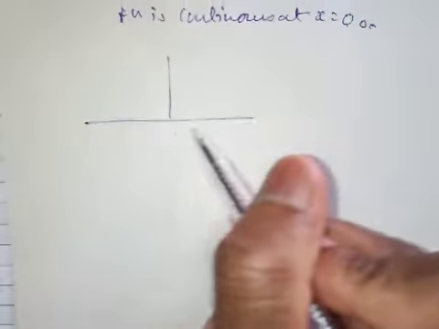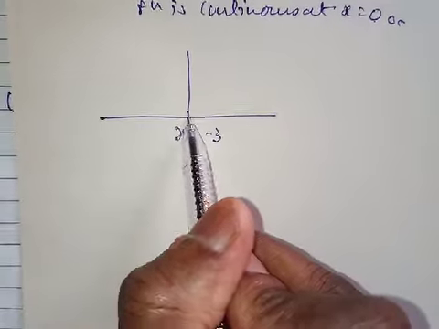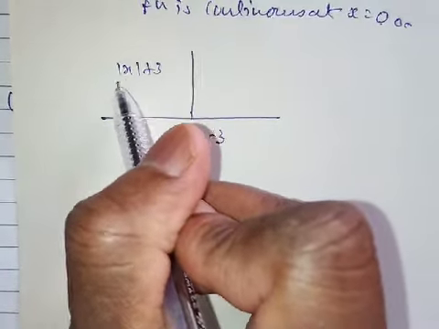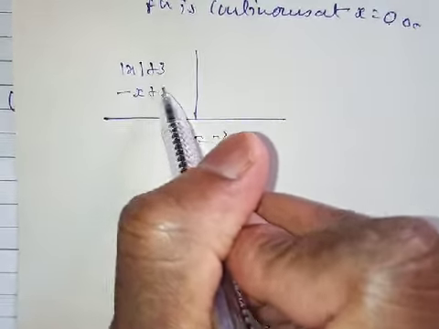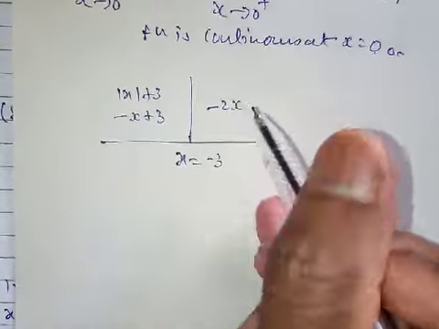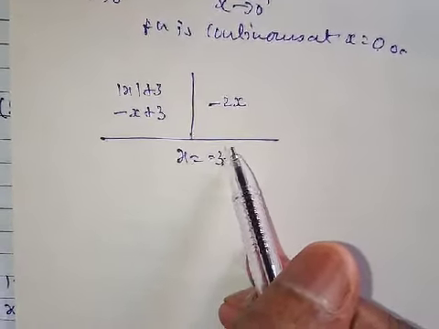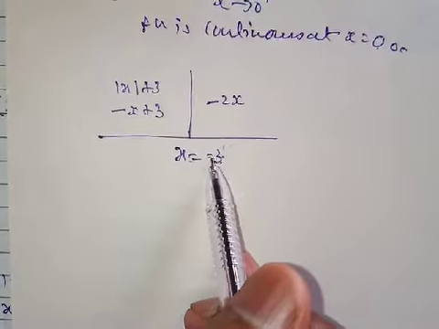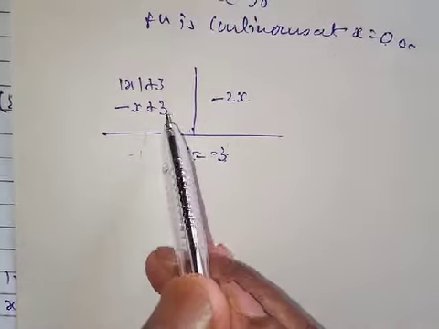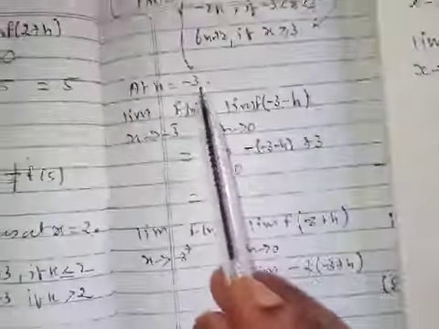At x equal to minus 3, the left hand limit is what? It is mod x plus 3, or we can redefine it as minus x plus 3. And for the right hand side, it is minus 2x. Right hand side of minus 3 means 3 plus, and left hand side of minus 3 means 3 minus, raised to minus. Okay. So let us check it at x equal to minus 3.